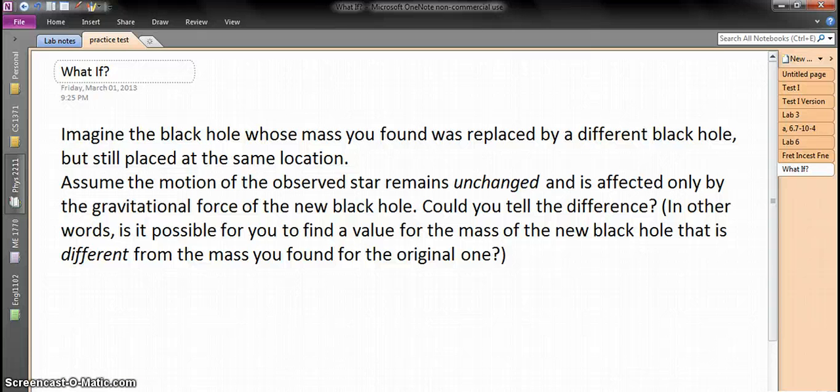Last but not least, imagine a black hole whose mass you found was replaced by a different black hole but still placed at the same location. Assume the motion of the observed star remains unchanged and is affected only by the gravitational force of the new black hole. Could you tell the difference? No, you would not be able to tell the difference because the data would appear the same, and from the data that we gathered, we were able to calculate the mass of the black hole. By changing the mass of the black hole but not changing the data, we would not be able to find the mass of the black hole.